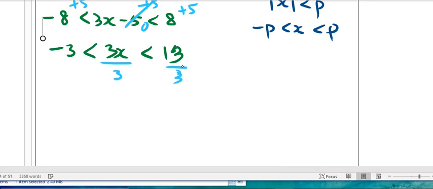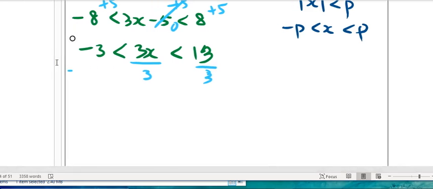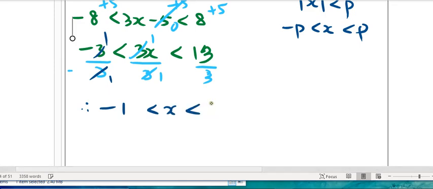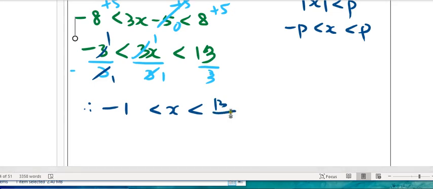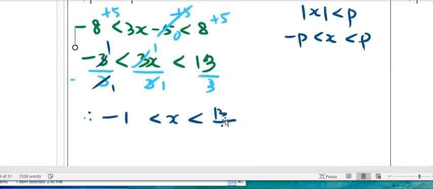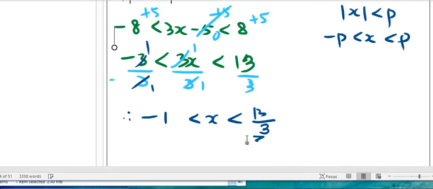Okay, after that, simplify again to get the coefficient of 1 on the x. So obviously you can simplify this as well, so you have negative 1 less than x less than 13 over 3. So that's the answer for the first question.